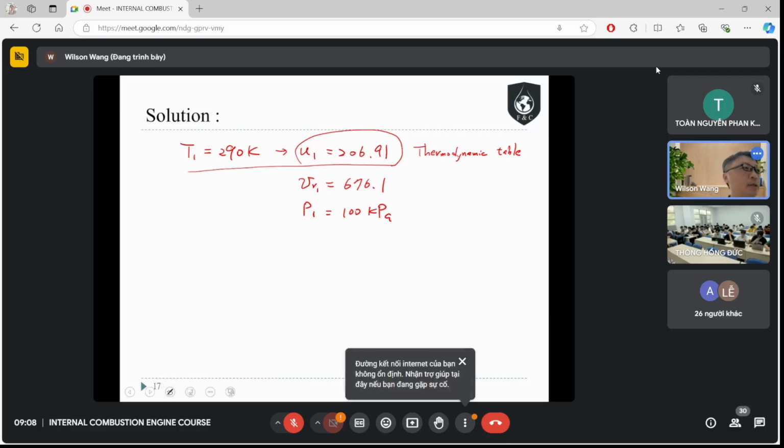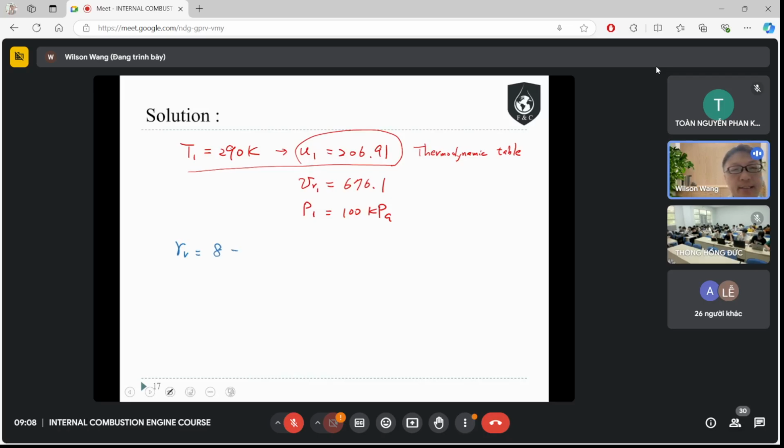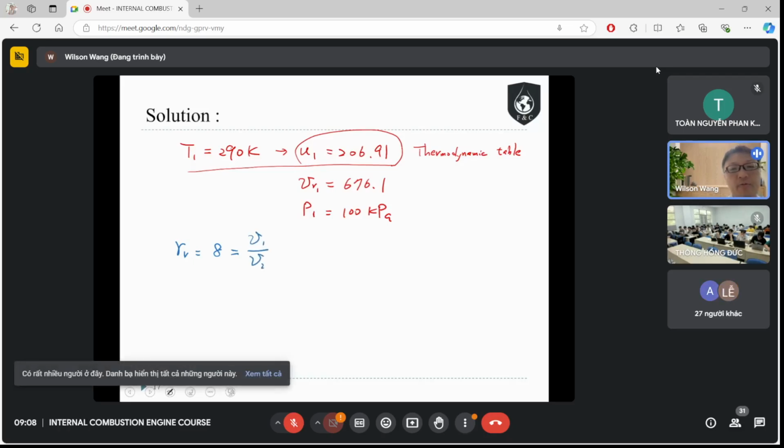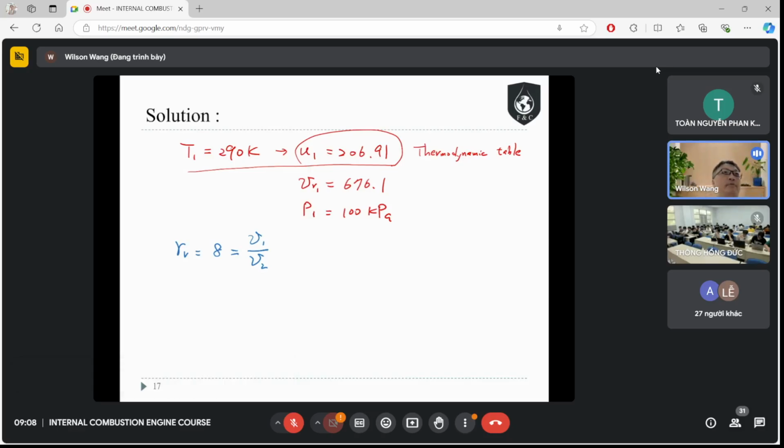And we know from the question, the compression ratio is 8. Compression ratio is 8, and 8 is V1 by V2, right? Like I said, from V1 compressed to V2, from bottom dead center to top dead center. And this is also VR1 by VR2.